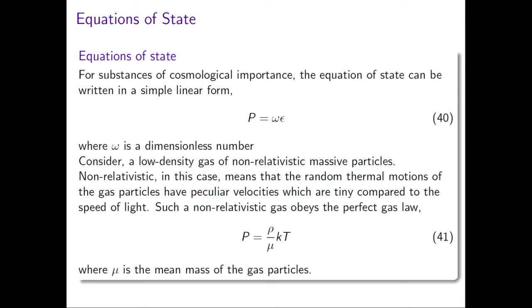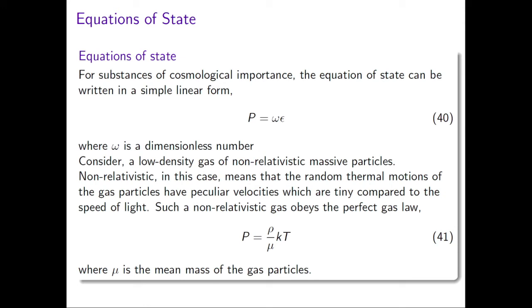So consider a low density gas of non-relativistic massive particles. That is the kind of gas that we deal with in cosmology, in the universe on large scales. Non-relativistic in this case means that the random thermal motions of gas particles, the peculiar velocities as we have seen in the previous segment, are tiny compared to the speed of light. That means v, the velocity of the particle, is very, very small compared to c, the speed of light.